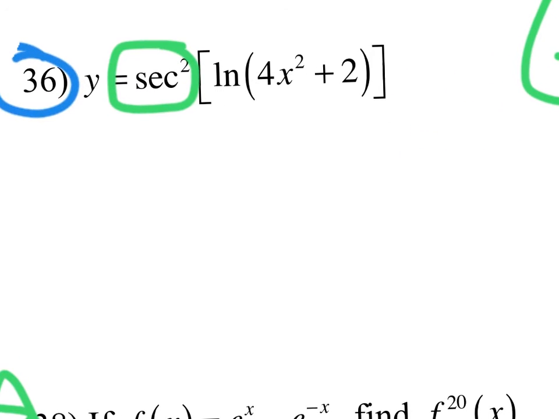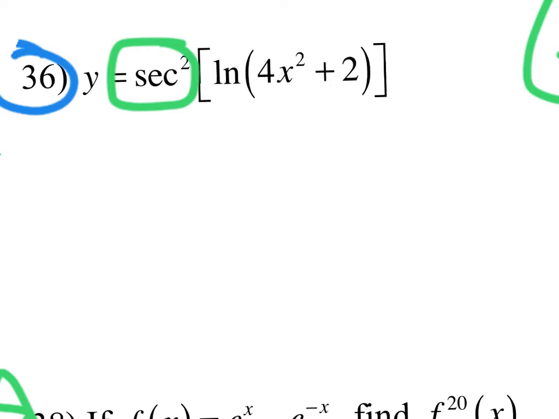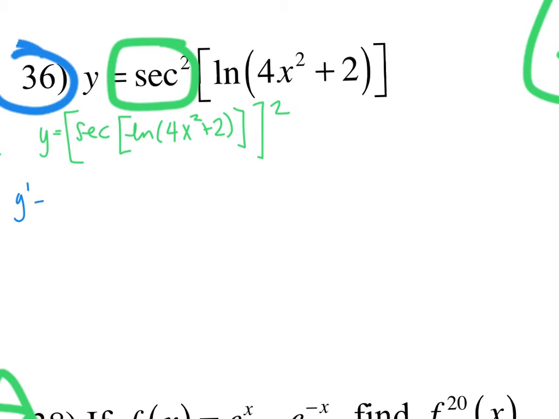So I'm going to rewrite 36 as y equals secant of ln 4x squared plus 2, all of that squared, because it said secant squared. So y prime equals 2 times secant of ln of 4x squared plus 2, all that now being raised to the first power. So we did d outer. Now we need to do d stuff.